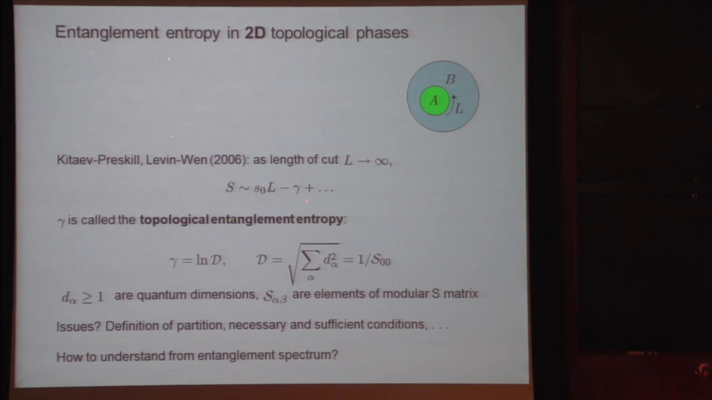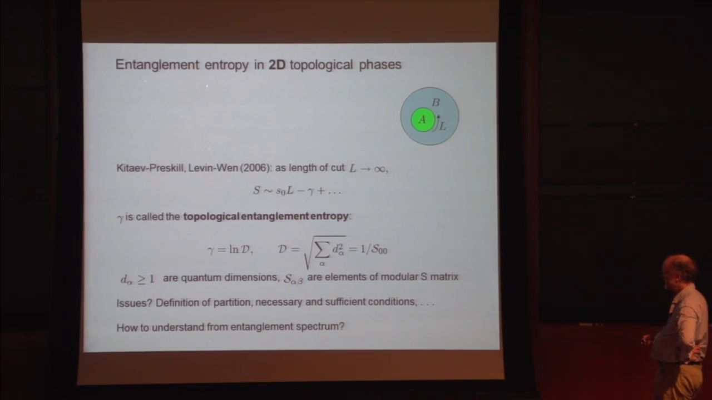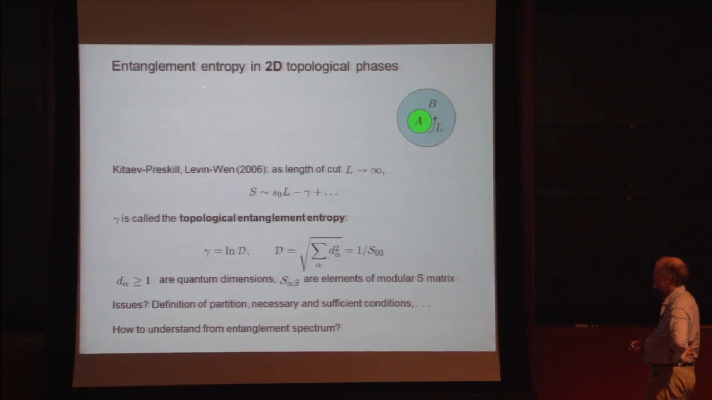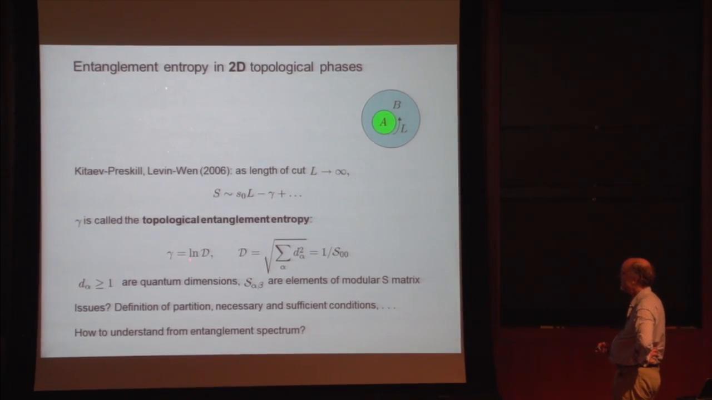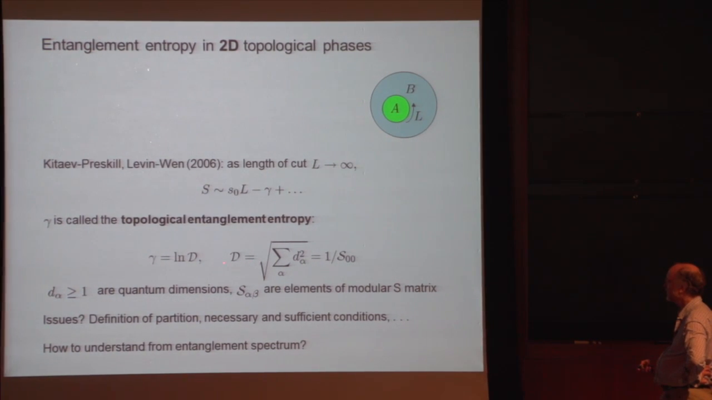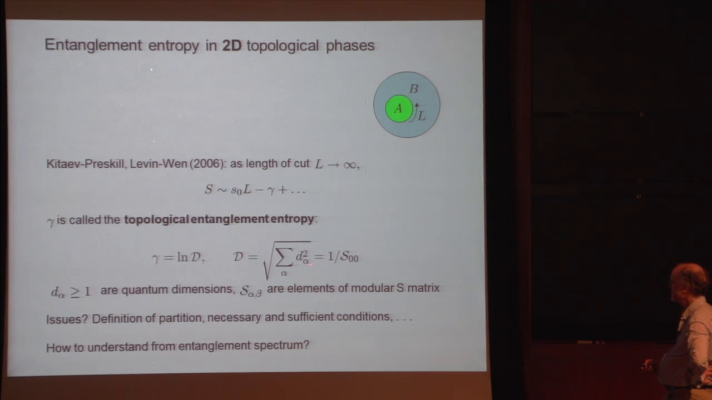And this is supposed to be a universal or topological property of a topological phase. So this is the topological part, hence the name. And furthermore, they showed that gamma is the log of this curly D, which is sometimes called the global quantum dimension. And this is related to things which I haven't really said much about, the quantum dimensions: the square root of the sum of the squares of the quantum dimensions, or alternatively, 1 over the 0,0 entry of the modular S matrix, which has shown up in various talks.